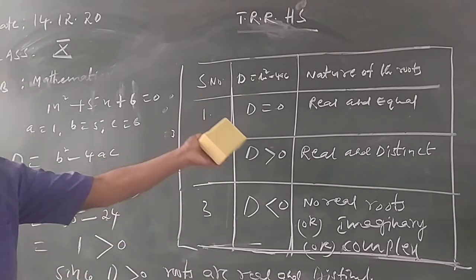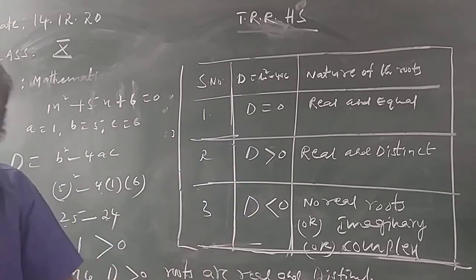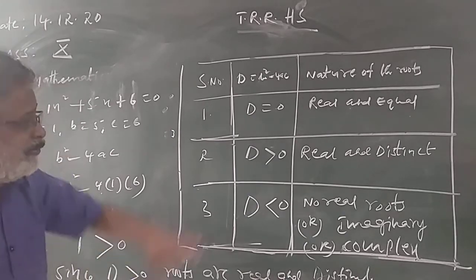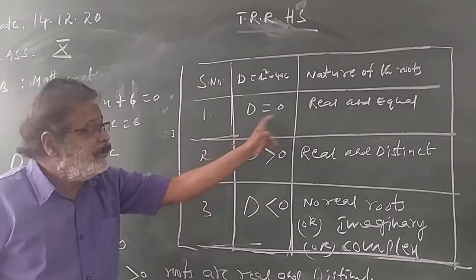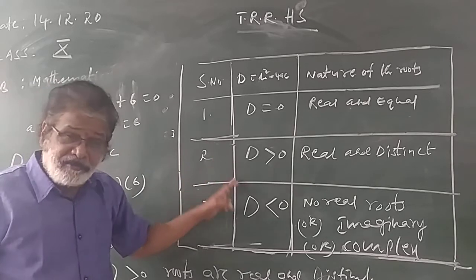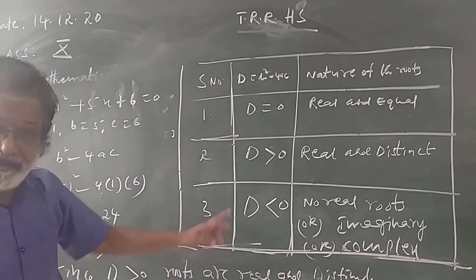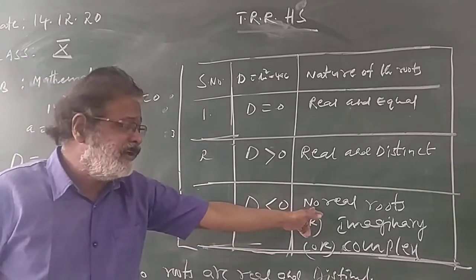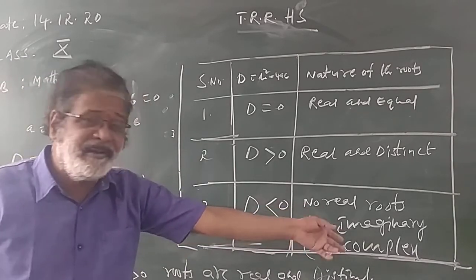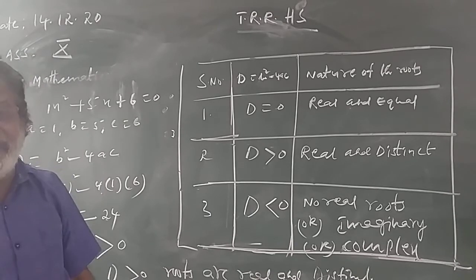If D is equal to 0, what will you get? Real and equal. If the discriminant value is 0, the roots are real and equal. If it is a positive value, greater than 0, real and distinct. If it is a negative integer, less than 0, then the roots have no real values, they are imaginary or complex. I hope you clearly understood, children.